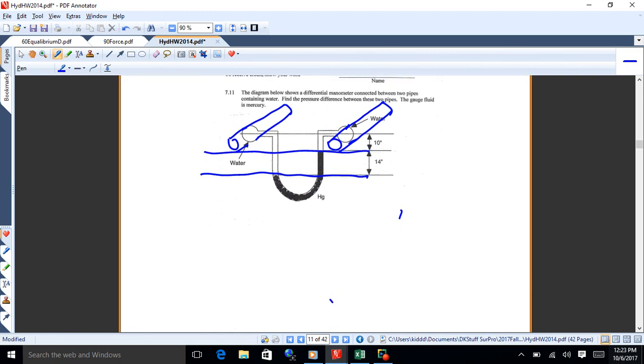Okay. Now our conversions are all set up for feet, so I'll take that 14 inches and go 1 foot to 12 inches, and I'll convert that into feet. It's 1.167 feet, okay?